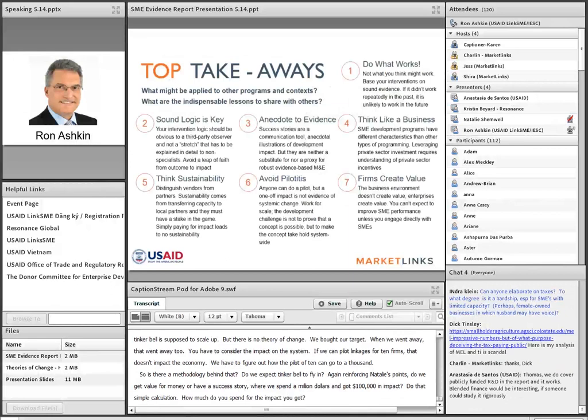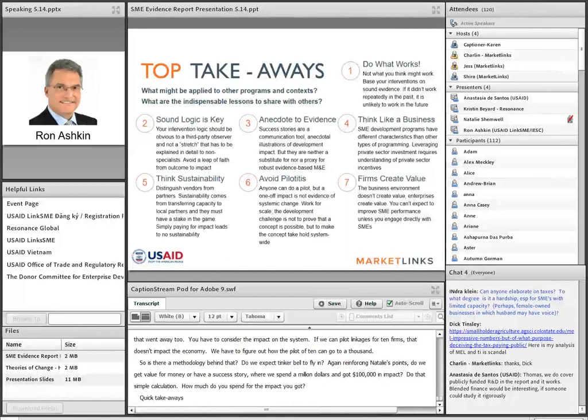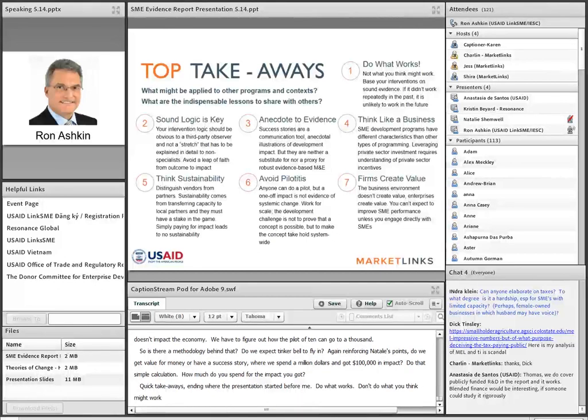Quick takeaways. I'm ending where the presentation before me started. Do what works. Don't do what you think might work. Base your interventions on sound evidence. And if it didn't work in the past, don't think it's going to work in the future.